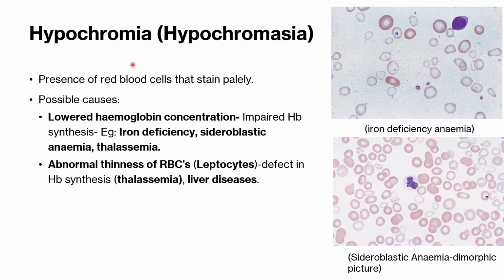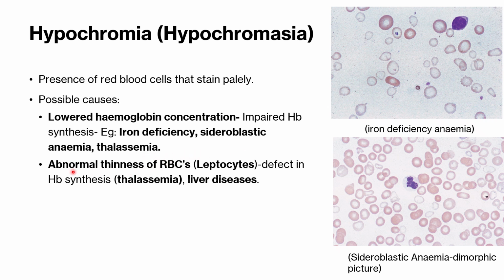Proceeding on to hypochromia or hypochromasia. Hypochromasia means palely staining red blood cell. What gives color to an RBC is the hemoglobin. So, what is the most probable cause of a hypochromic cell? It's a lowered hemoglobin concentration. It is seen most commonly in iron deficiency anemia, sideroblastic anemia and thalassemia.